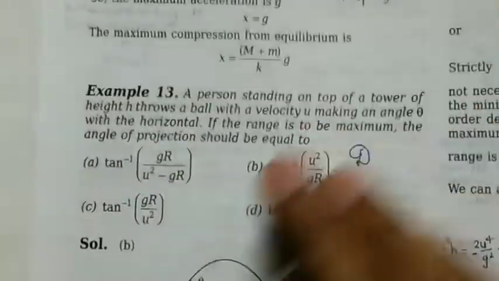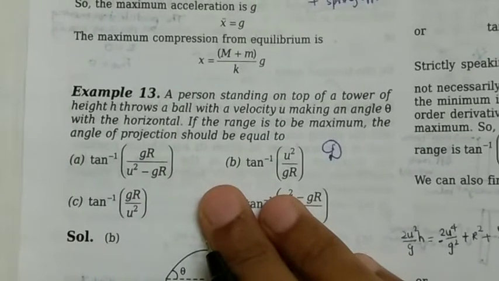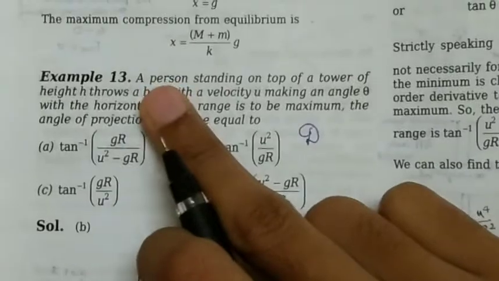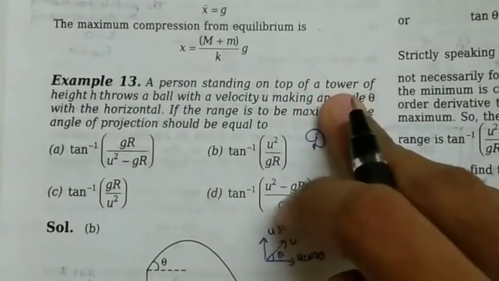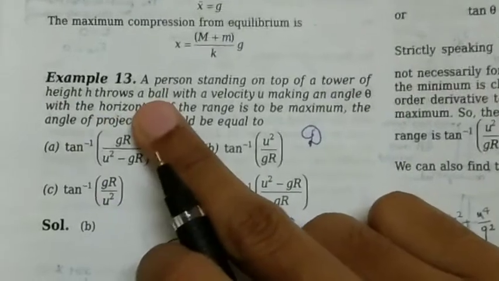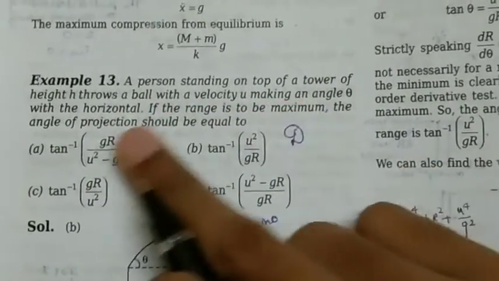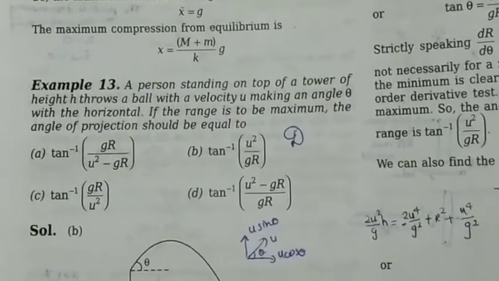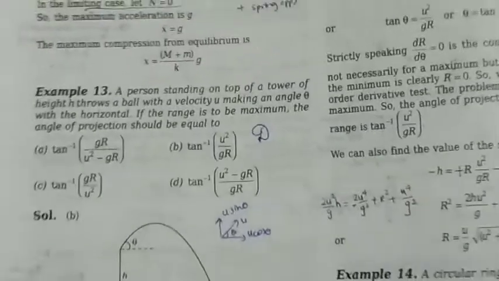So let's discuss another problem in classical mechanics. Here, a person standing on top of a tower of height h throws a ball with a velocity u, making an angle theta with the horizontal. If the range is to be maximum, the angle of projection should be equal to what?